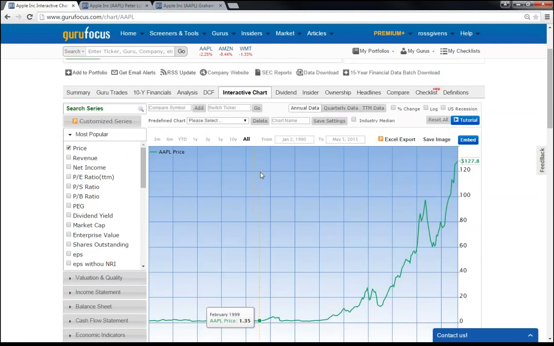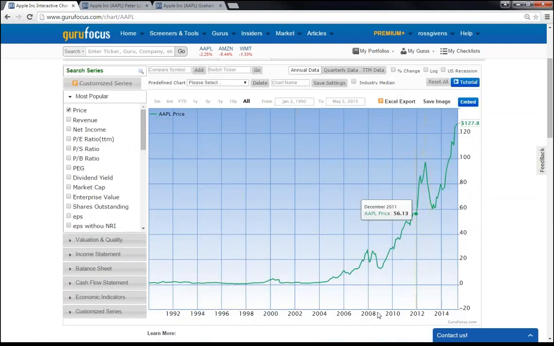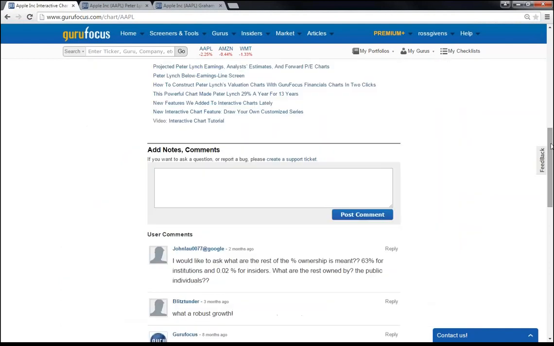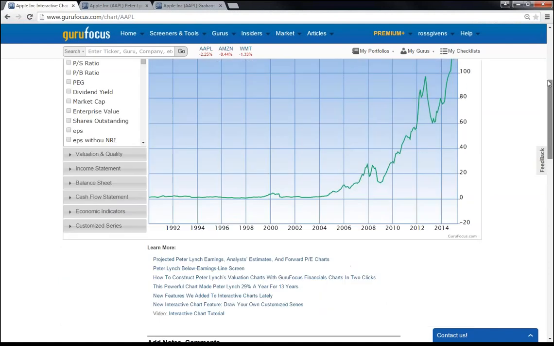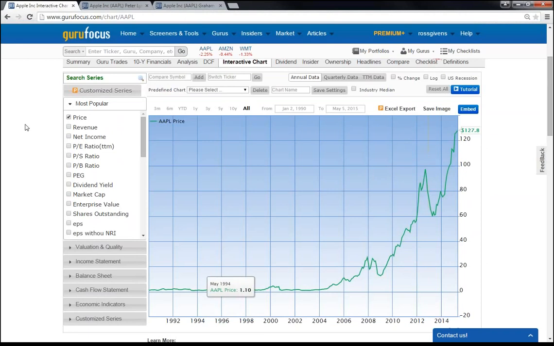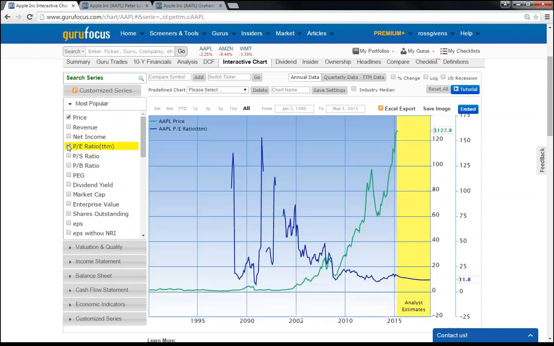And by default, it's going to show us a stock chart, just time and price. This one goes all the way back to 1990. So, what is that, 25 years of data, which is a lot. And what we can do is, anything that's relating to earnings is going to include the analyst expectations and the forward estimates.